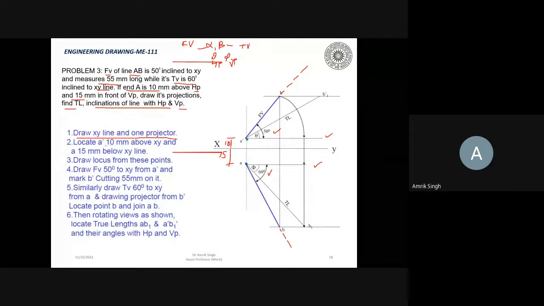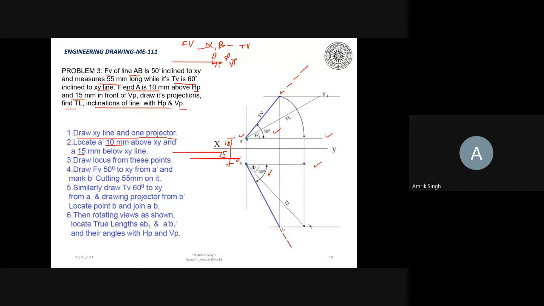So locate the point 10 mm and point A dash. So you have located this. Second step over here. Draw the locus of these points. Locus of these points means this. So this will be the locus. Okay. Now the front view is measured. Here it is given, the front view is given. So this view we can draw as how much? 55. समझ गए?